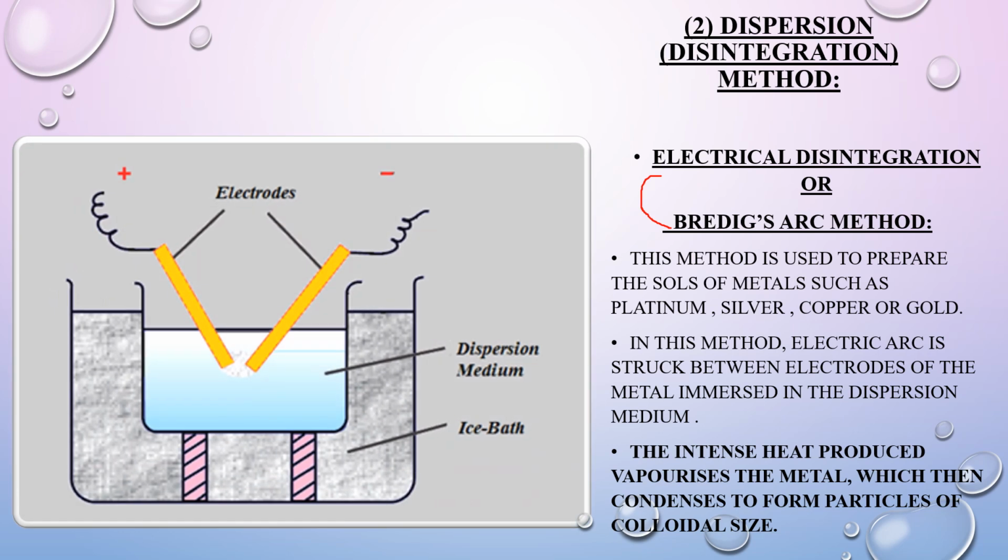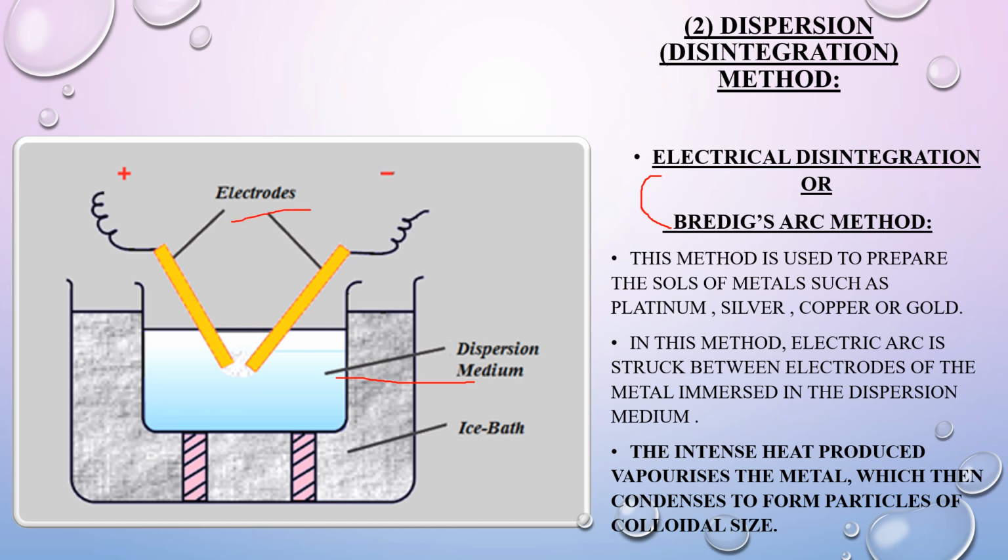And in this method, an electrical arc is struck between electrodes of the metal which is immersed in the dispersion medium. Suppose here it is in the structure, in the image also we can see that if I have a container and in this container dispersion medium is present. This is dispersion medium.